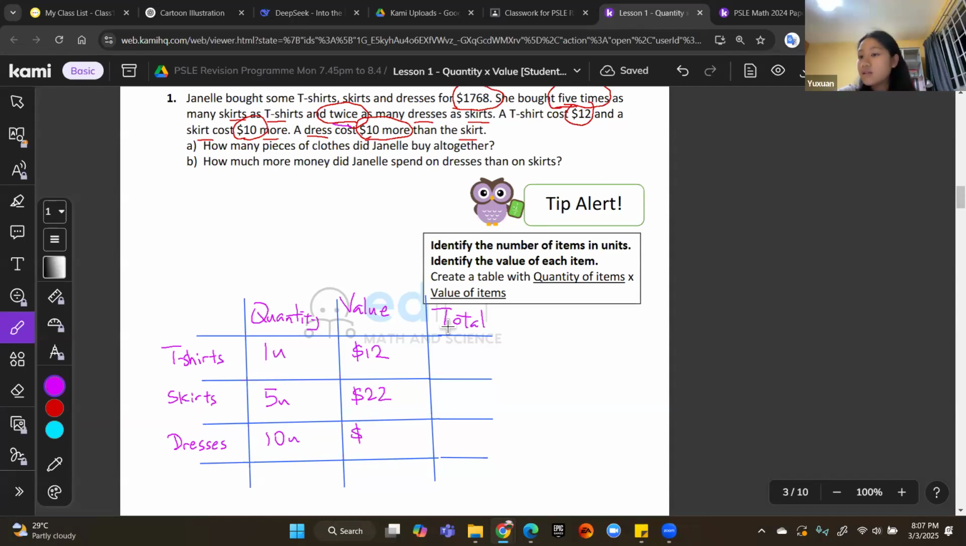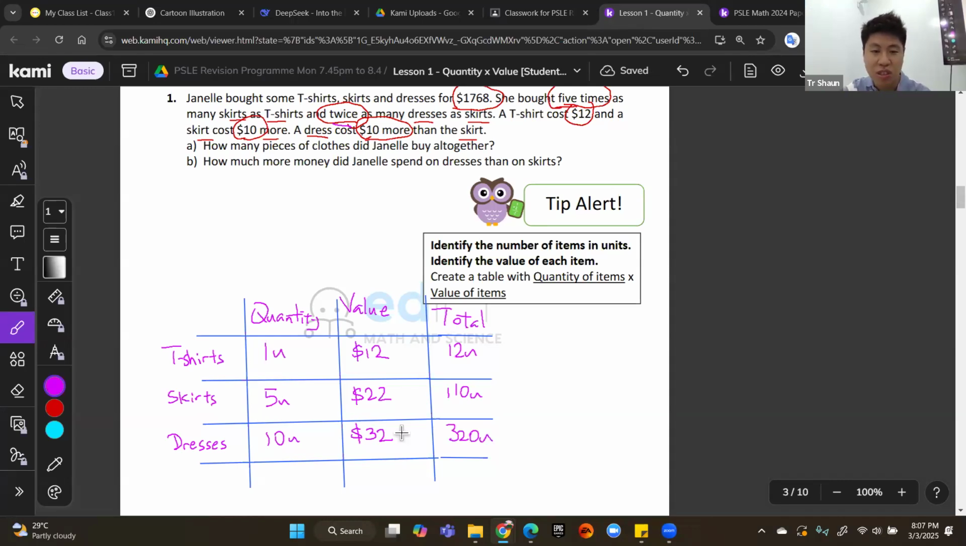$32. Yes, it's $32. Very good. So total units here is 12 units. Total skirt units here is 110 units. Don't worry if it's a big number, because it will eventually work out all right.